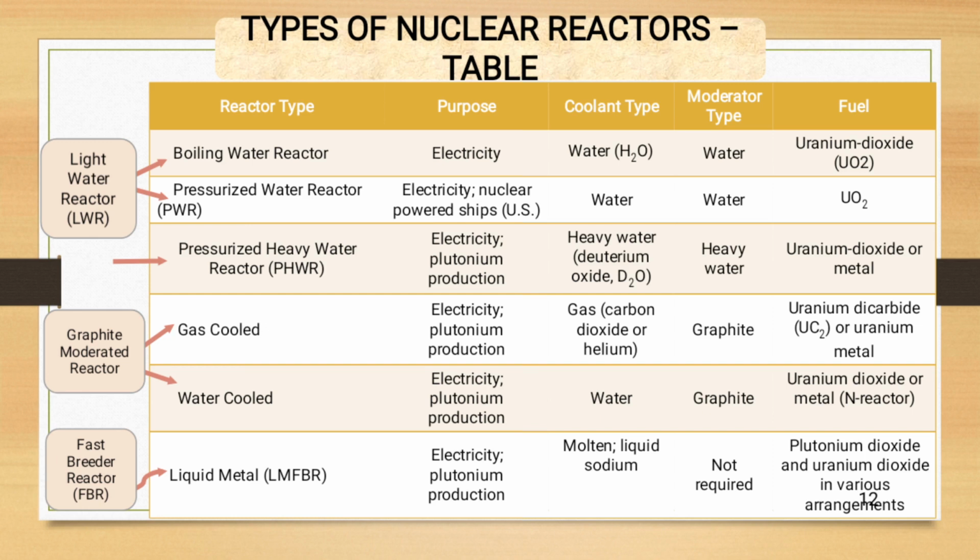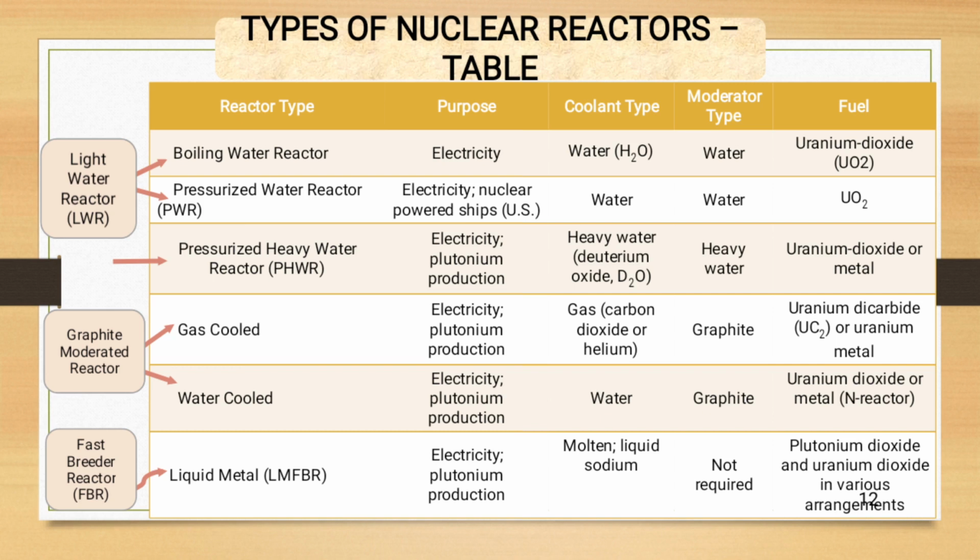Pressurized heavy water reactors are used to produce electricity and plutonium. Plutonium is a fissile material used to start and sustain nuclear reactors and also to make nuclear weapons. Heavy water, deuterium dioxide, is used as coolant and moderator in this, and the fuel is uranium dioxide or uranium metal. In gas cooled reactors, the purpose is as above: electricity and plutonium production. Gas, that is carbon dioxide or helium, is used as coolant, and graphite is used to slow down the neutrons as moderator. Uranium dicarbide or uranium metal is used as fuel.